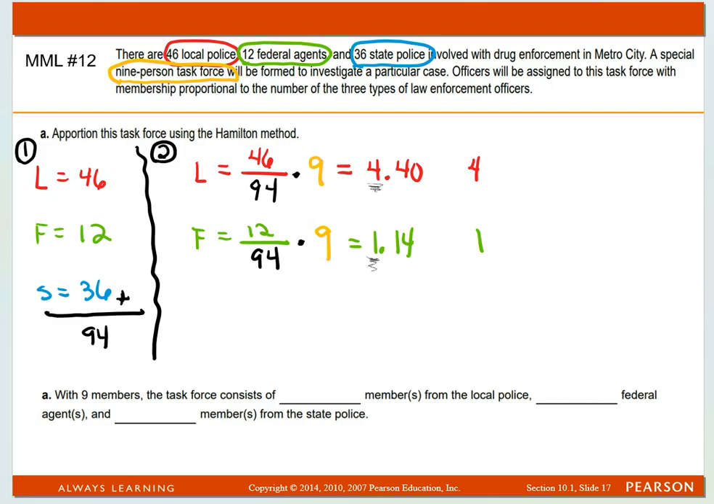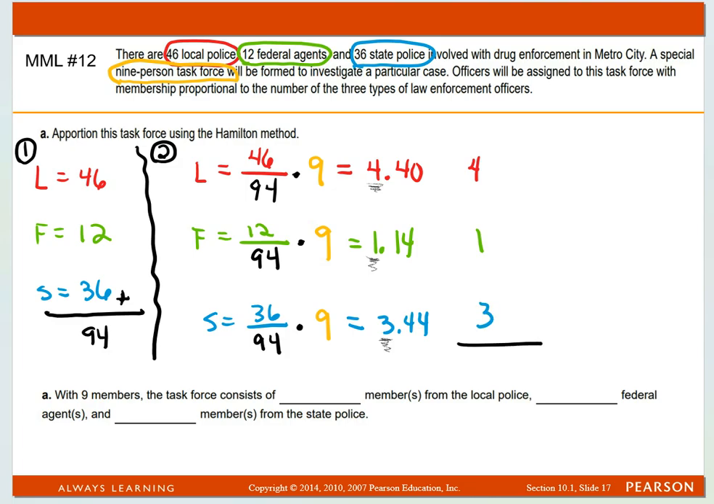And then the state boys. There are 36 state boys out of 94. That gives you the percentage, and we want to know what percent of the 9 seats they're going to get. And that works out to be 3.44. And again, it's the whole number, which is the 3. There'll be 3 for that.